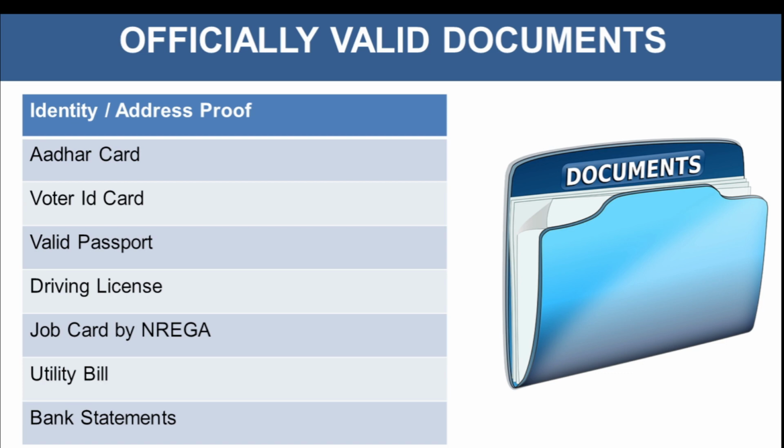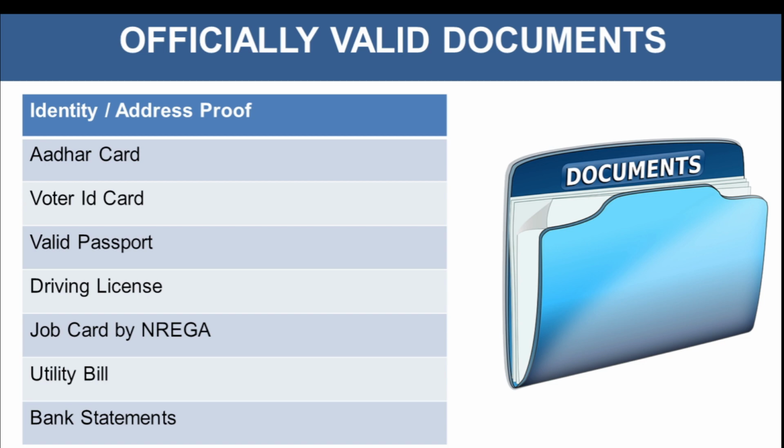Now let's see about some of the officially valid documents. We are talking about a savings account. If you are going to open a savings account, along with the account opening form, you have to provide a proof of identity and the address.